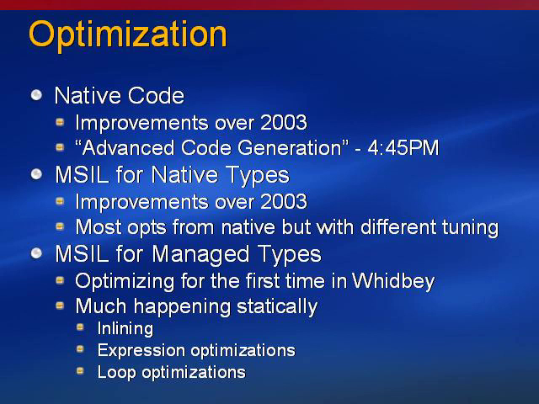We were optimizing in 2003, but now we're doing a lot more. In Whidbey, we're doing pretty much every optimization we do for native, but we use different tunings because there are really different performance trade-offs for the .NET framework than there are for most machines that we deal with on a regular basis. And MSIL for managed types, we're optimizing them for the first time in Whidbey, and we're doing quite a bit. We're doing inlining, expression optimization, and some loop optimizations, just as examples.